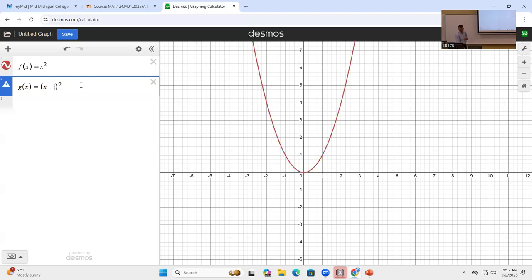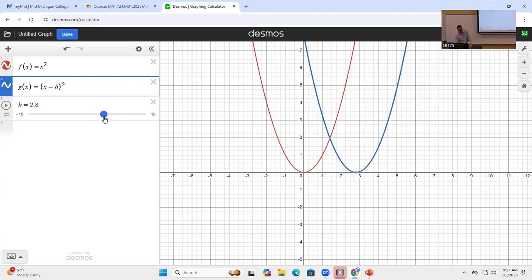And this is why when people write the shift here, notice that the shift was written as x minus h. That way, if you think of it as x minus h, then positive h's move to the right, negative h's move to the left.